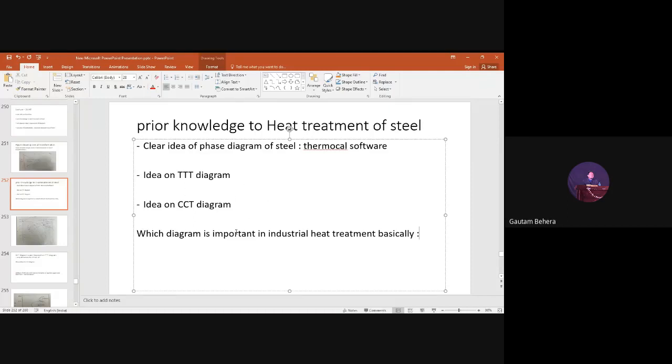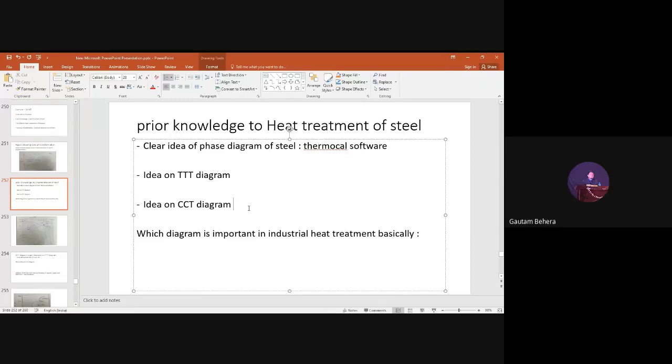Can you people tell me, this is a question from my side, which diagram is more important in real situations or on an industrial scale? TTT? CCT? If you are saying something, you have to justify it also. Who said TTT? Let him answer. Because in TTT there is some holding time and all, so bainite is there. Okay, TTT diagram will be important if you are making bainite and all.